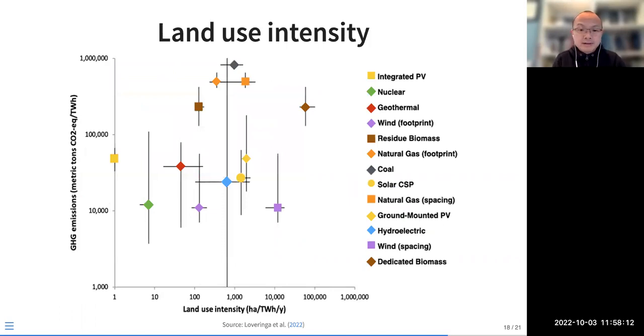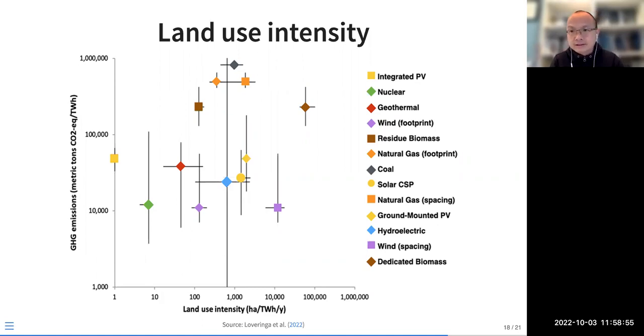One other area is the land use impact. So when we have our energy projects, it takes land. Power plants, solar PV farms, wind farms, and conventional plants, they all take land, right? And they all have emissions per terawatt or kilowatt hour basis.